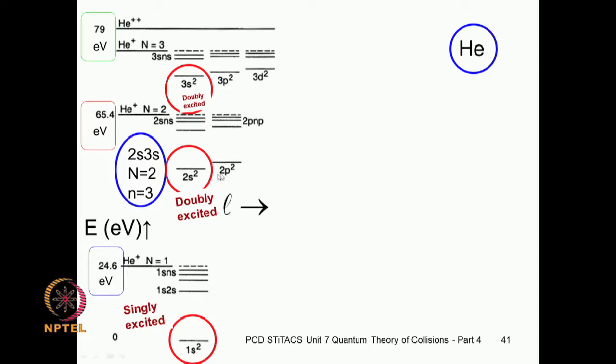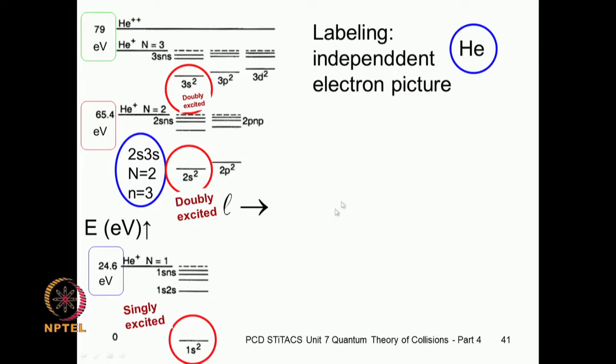Then again, as I showed in the previous diagram, you can have the orbital angular quantum number moving from left to right. So you have the S states over here, the P states over here, and then D over here, and so on. As you move to the right, you can go to higher angular momentum quantum states. The labeling, as you notice, is done in terms of the independent electron picture.